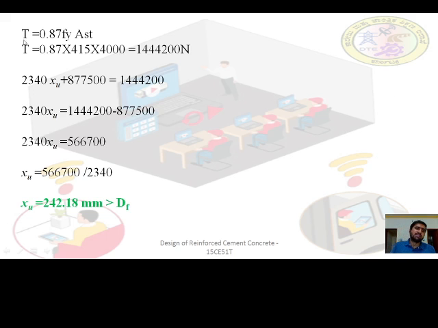Then tension force is equal to 0.87 Fy into AST. To calculate the tension force, we know the grade of the steel is 415, and AST is 4000 millimeter square. There is no need for conversion. The tension force will come out to be 1,442,000 Newton. These are all direct calculations in the calculator, so there is nothing to worry about. Just enter the calculator values properly.